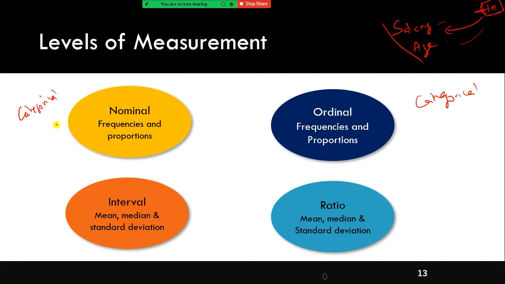Using nominal, the data can be categorized. Whereas in the case of an ordinal type of variable, you can categorize the data as well as rank the values. For example, give me some example for a nominal type of variable. I mentioned very clearly: categorical.